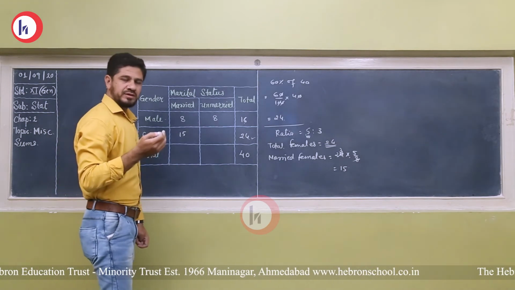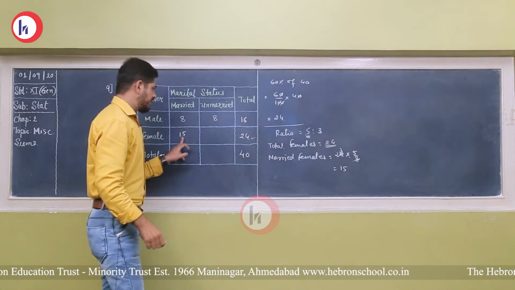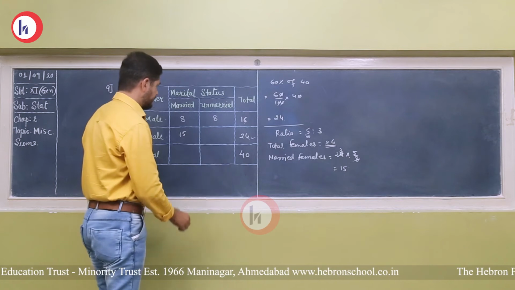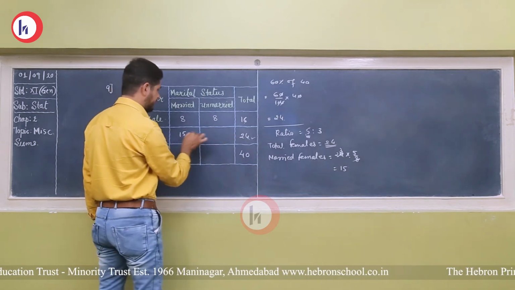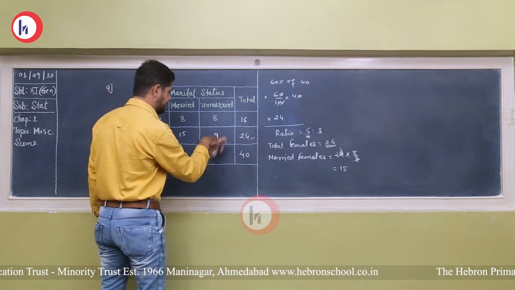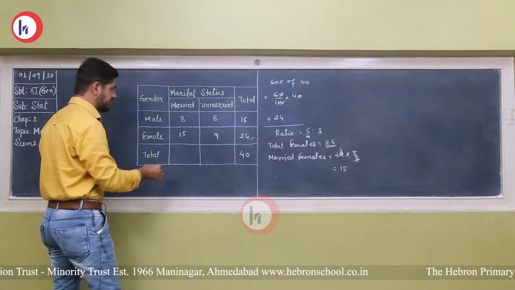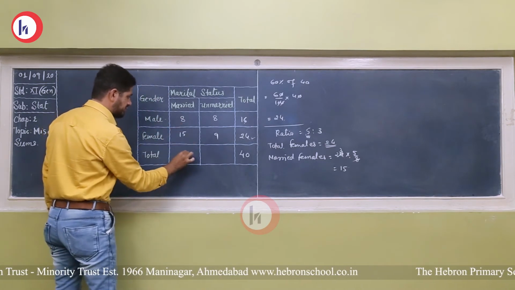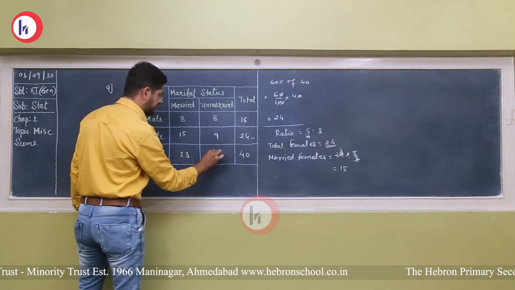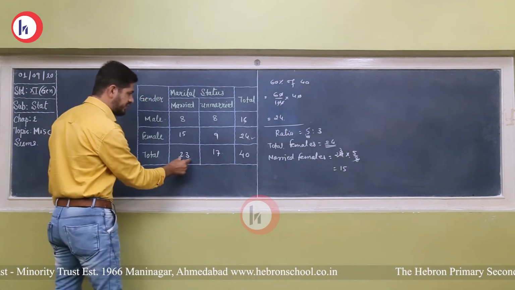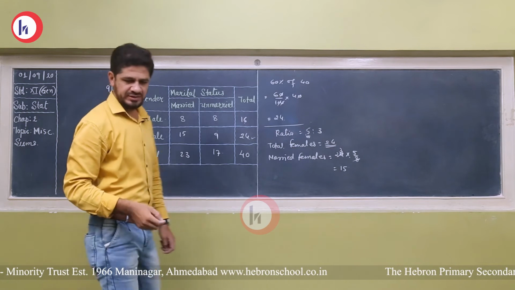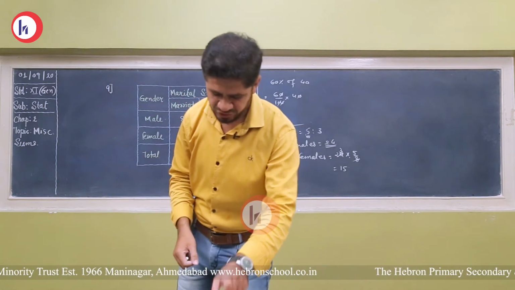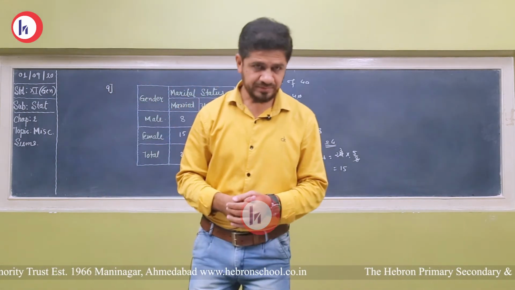Now we can simply deduct this value from 24. So 24 minus 15, that is 9. Now the total of married 23 and unmarried 17. So 23 plus 17, that is 40. It is the easiest sum that we have solved. Now let's come to the next one.